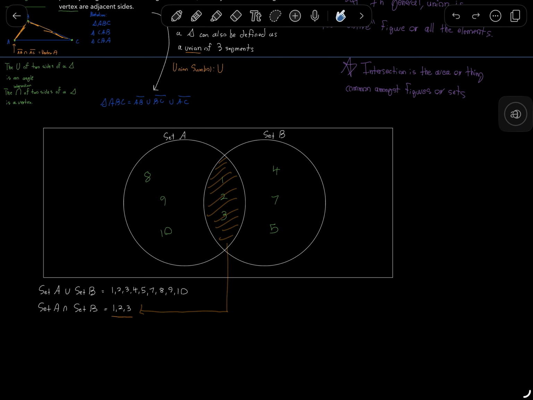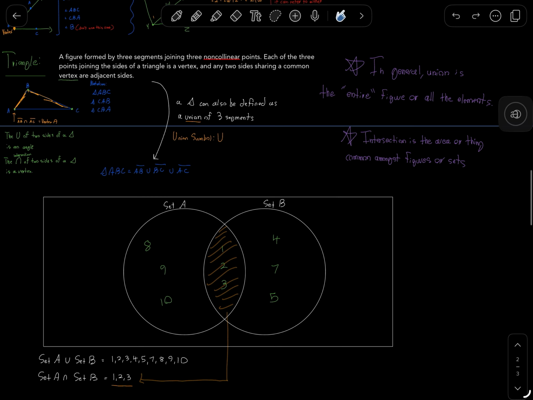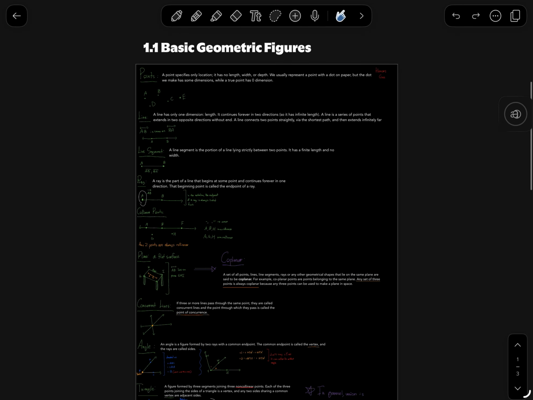And that's basically all there is to this first lesson. If you don't understand union and intersection so far, that's completely fine. It's not really a heavily tested topic in this specific course. It's just good knowledge to have. So as long as you understand the basic geometric figures, you should be fine for this specific lesson.